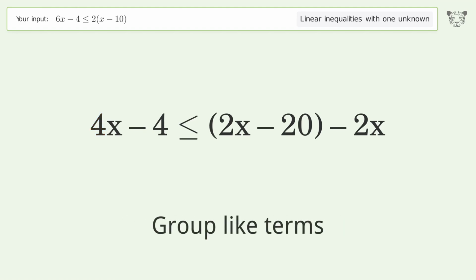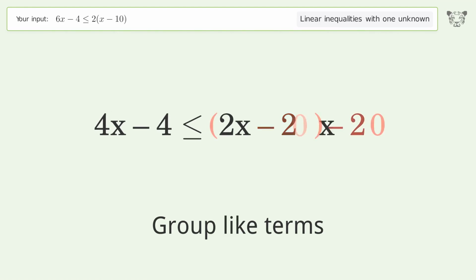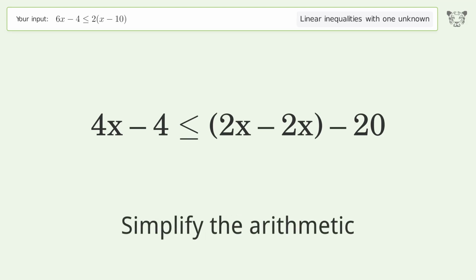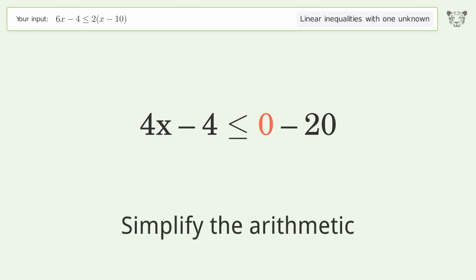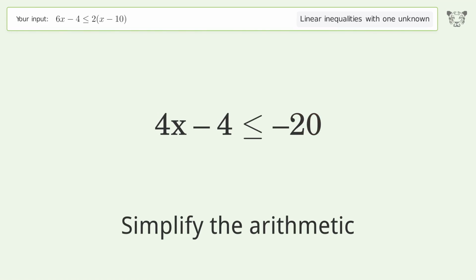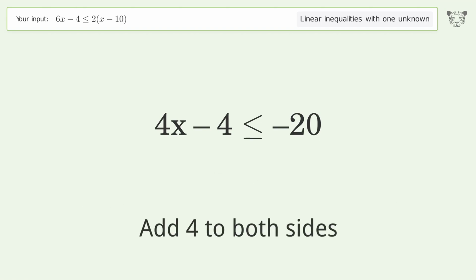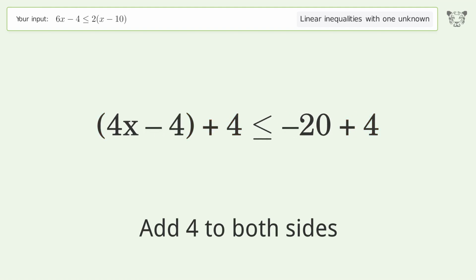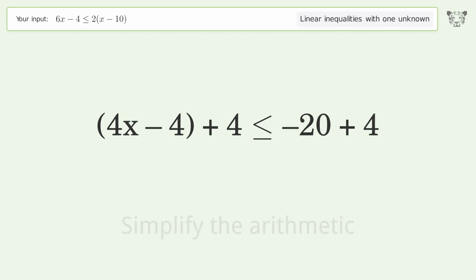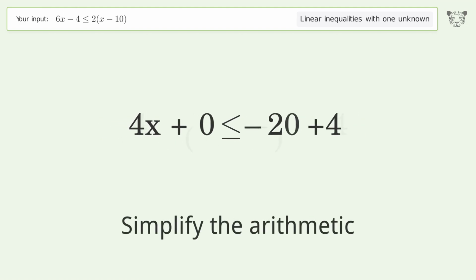Group like terms. Simplify the arithmetic. Group all constants on the right side of the inequality. Add 4 to both sides. Simplify the arithmetic.